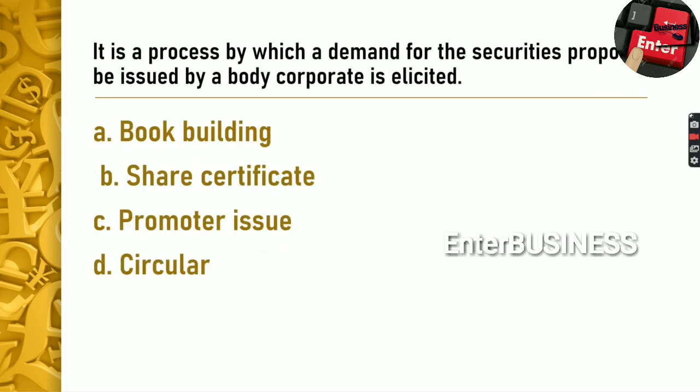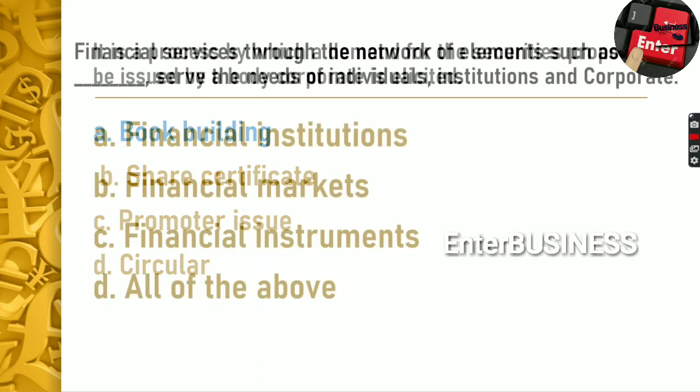And the next one is, it is a process by which a demand for the securities proposed to be issued by a body corporate is elicited. Option A, book building. Option B, share certificate. Option C, promoter issue. Option D, circular. The correct answer is book building.